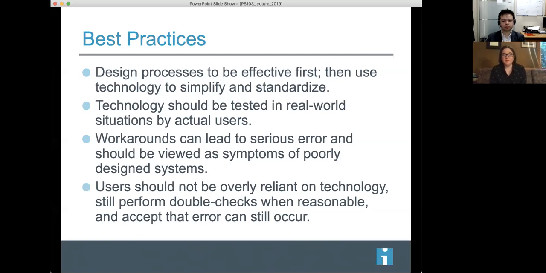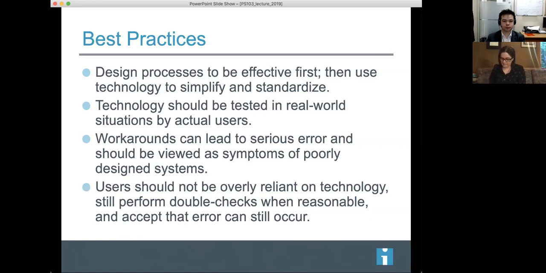And that's often a personal thing, and nobody understands the other workarounds when a new team comes to do that activity. So, like we just mentioned, users shouldn't be over-reliant on technology and should still perform double checks when reasonable, accepting that errors can still occur.